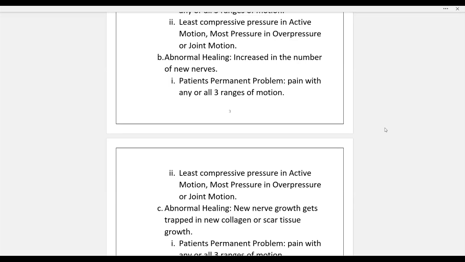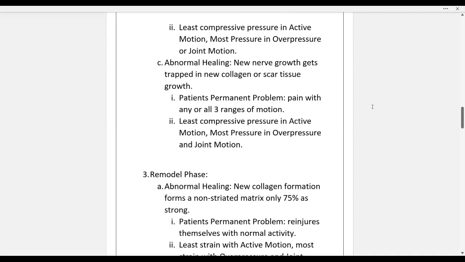So the least compressive force is active range of motion. The most pressure is overpressure or joint motion. That's the most, okay? Now, that's going to be real important here in just a second. So abnormal healing: if the nerves get trapped in the new collagen, type 3 collagen, or scar tissue, patients are left with a permanent problem. So the pain can be in any of the 3 ranges of motion. In other words, those nerves could be trapped in joint motion only, and that's the only time you'd feel the pain.